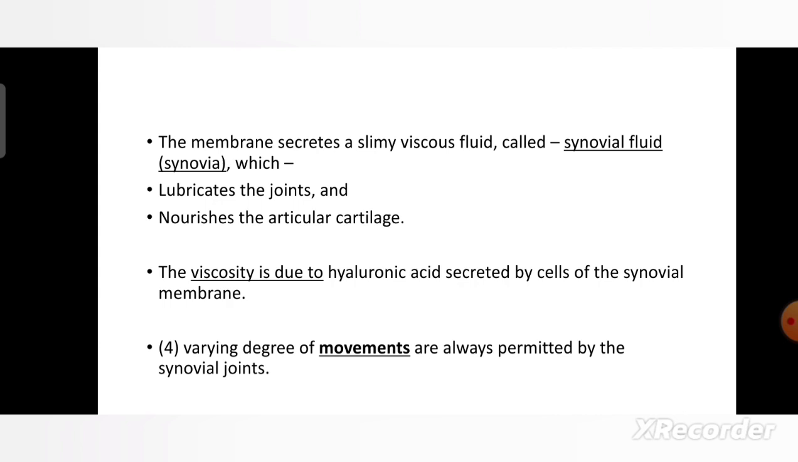articular cartilage. The fourth characteristic of the synovial joint is that they provide varying degrees of movement, which are always permitted by the synovial joint. According to the movement, a synovial joint can be a uniaxial, biaxial or multi-axial joint.